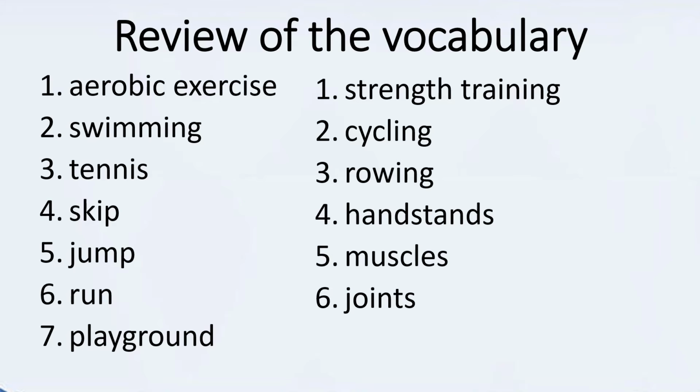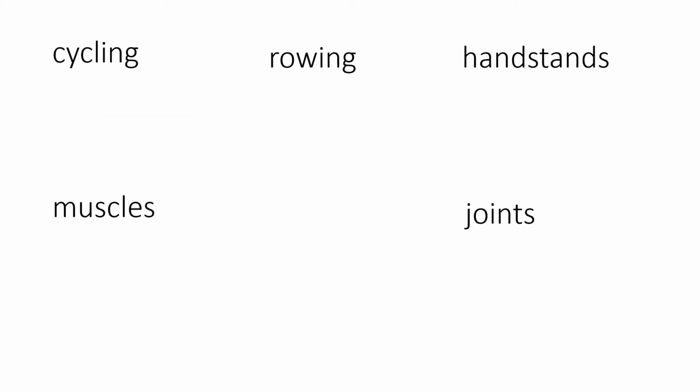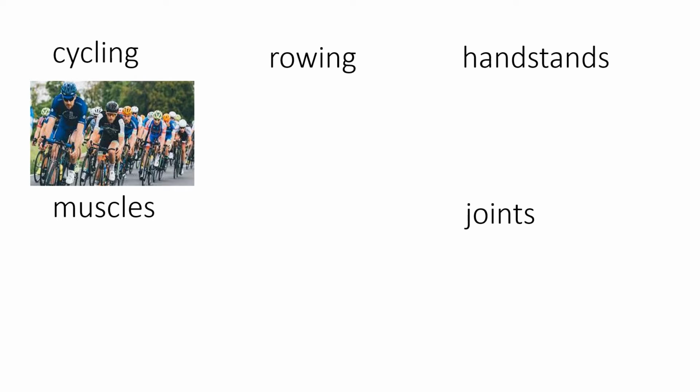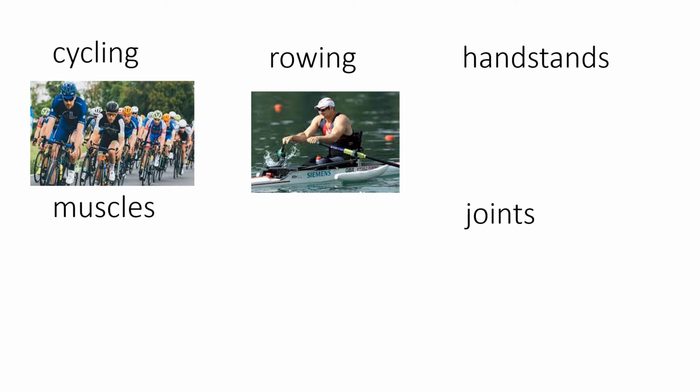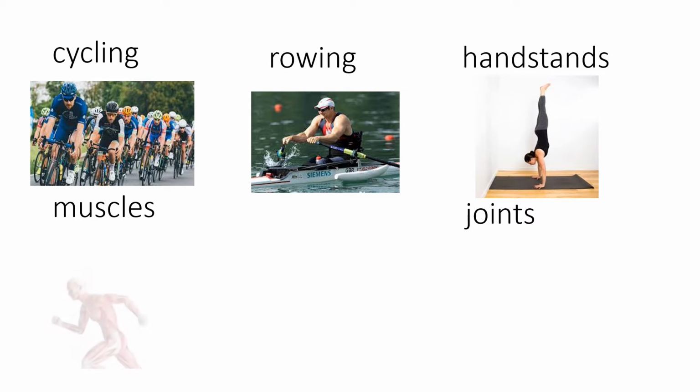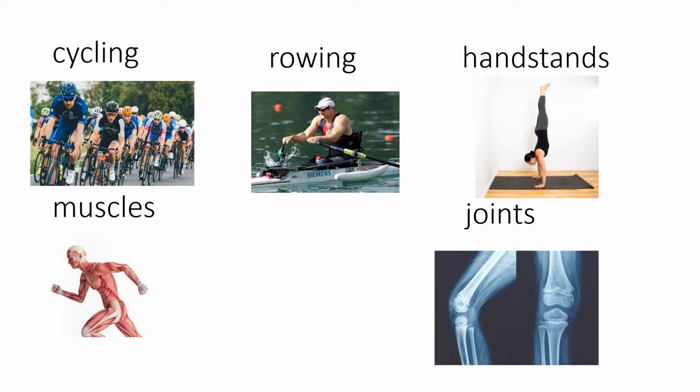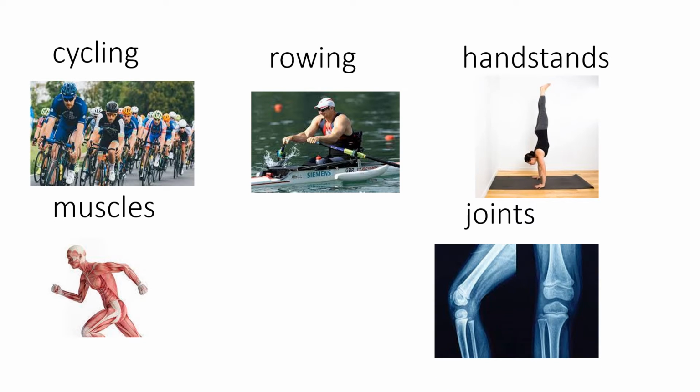Now we're going to take a look at the pictures of the following vocabulary. We have here cycling, or let's call it biking, rowing, handstands. So she's doing handstands. Two hands are on the floor and the two feet are upward. Okay, muscles, our body is full of muscles. Joints, this is the joints, that one. Okay, that is the joints.